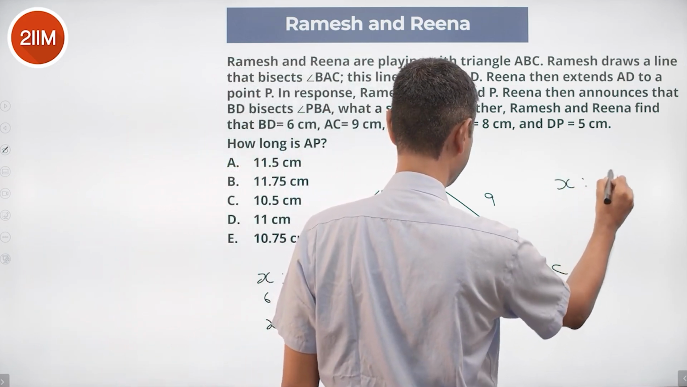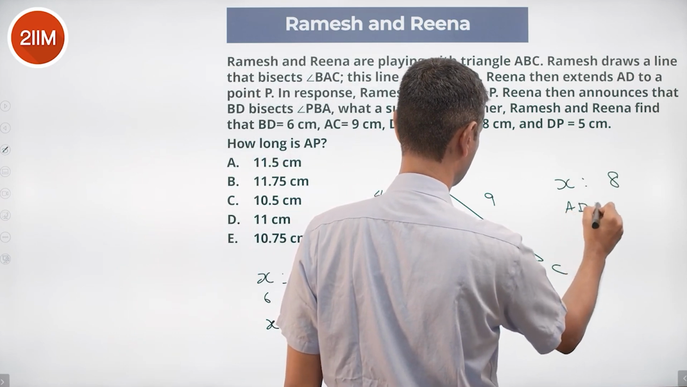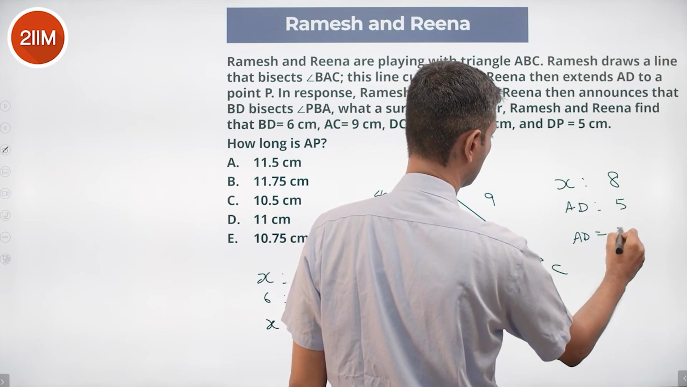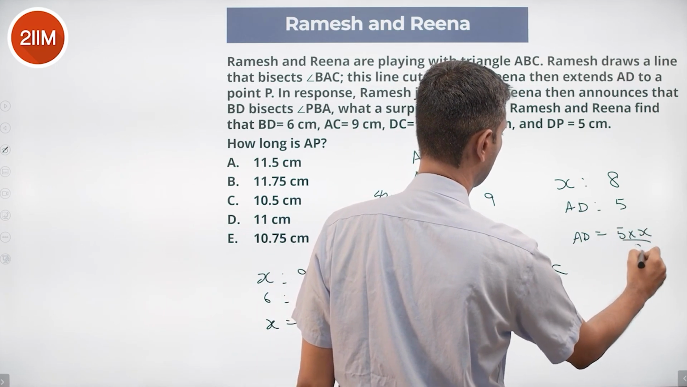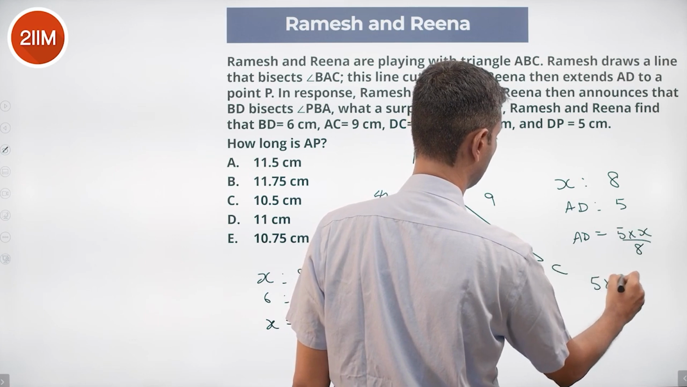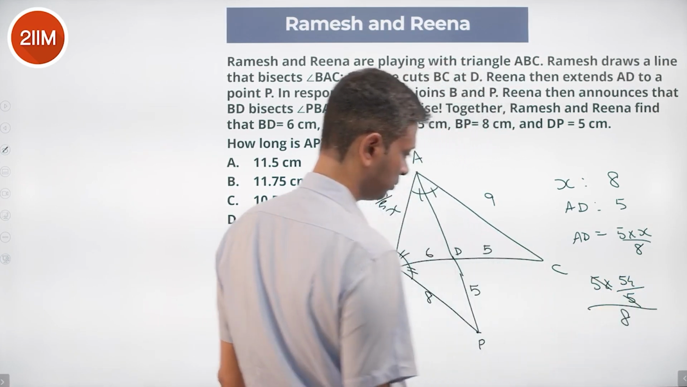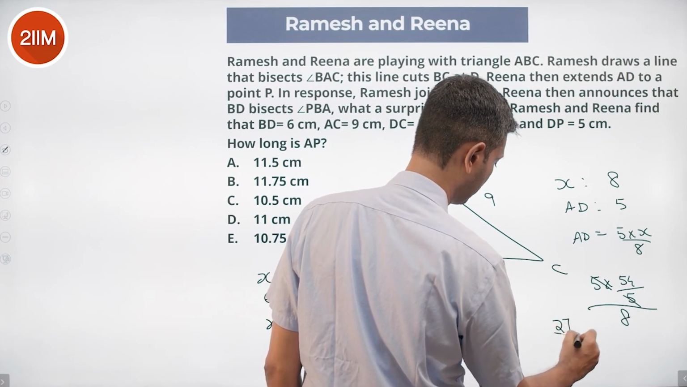X is to 8 as AD is to 5. Or AD is 5 into X by 8. 5 into 54 by 5 by 8. 54 by 8, which is 27 by 4.